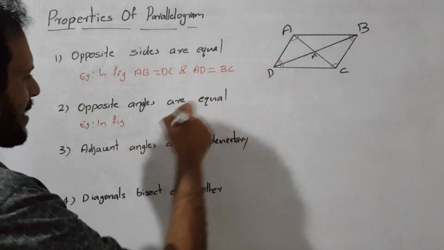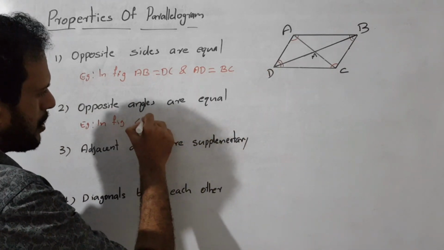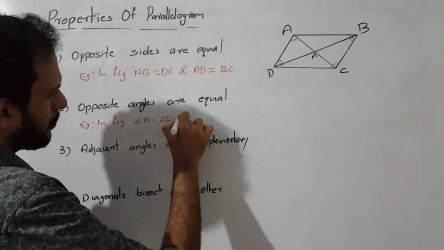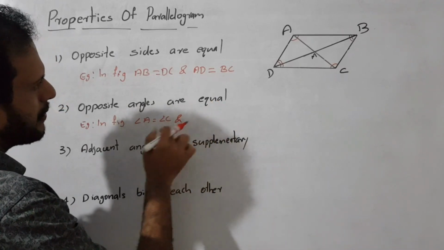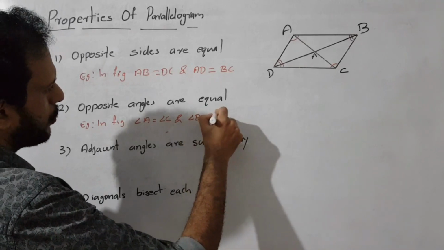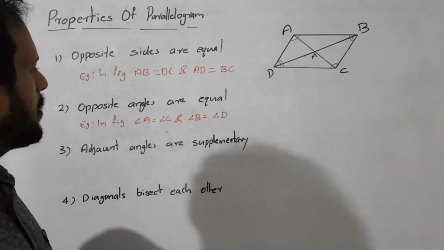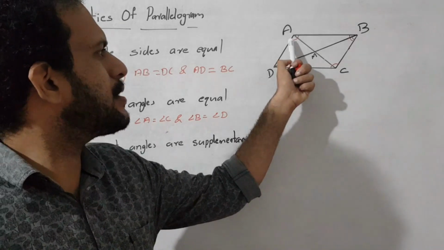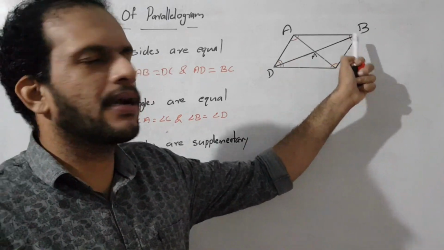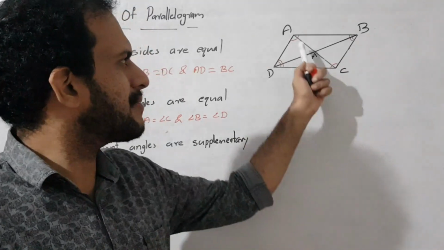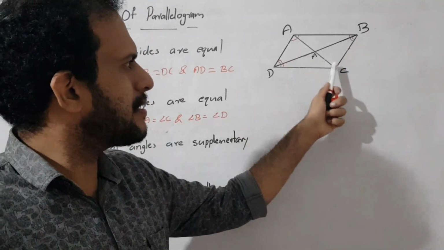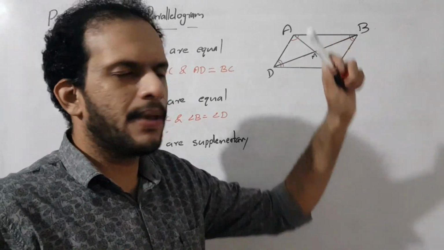In the figure, angle A is equal to angle C and angle B is equal to angle D. Why? Because they are just opposite. അല്ലേ, എന്താണ് നോക്കണേ, A ക്ക് എതിരാണ് C, B ക്ക് എതിരെയാണ് D ഉള്ളത്.